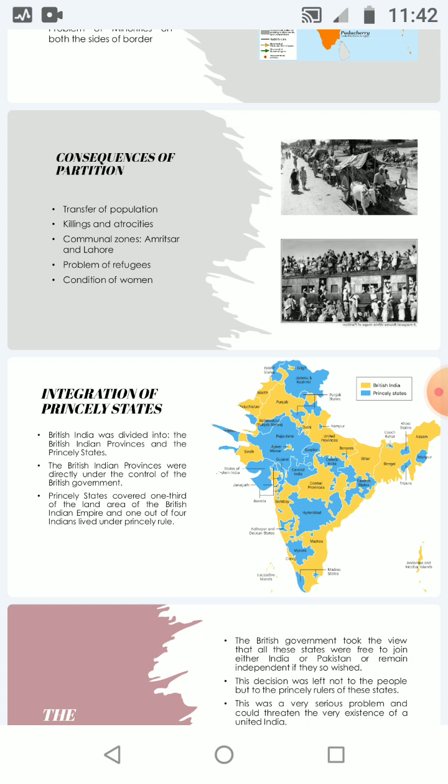Thousands of women were abducted on both sides of the border and were forced into marriage. In many cases, women were killed by their family members to preserve the family honor. Many children were separated from their parents. According to the writers, poets, and filmmakers of that time, the partition was not merely a division of the country physically, but it was a division of hearts.